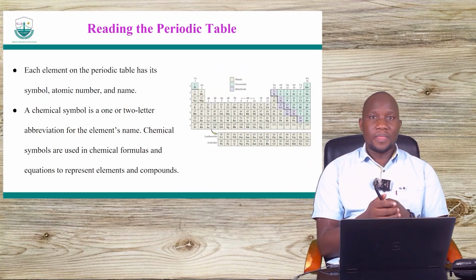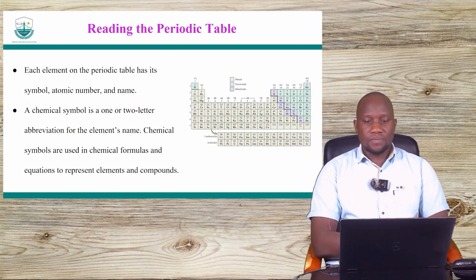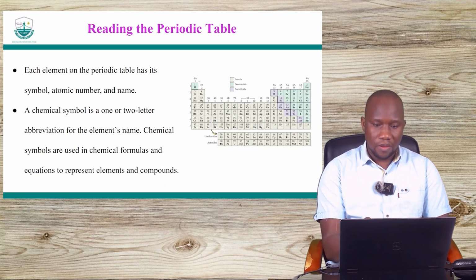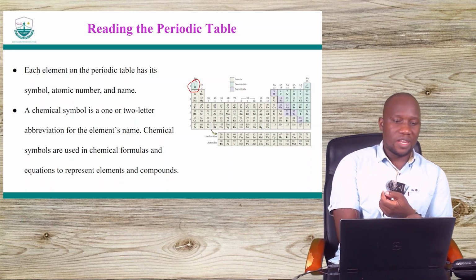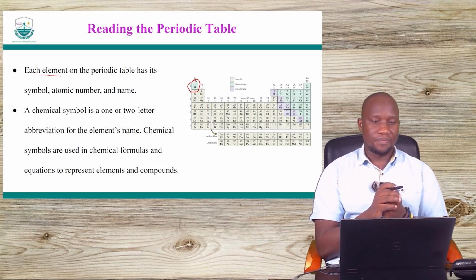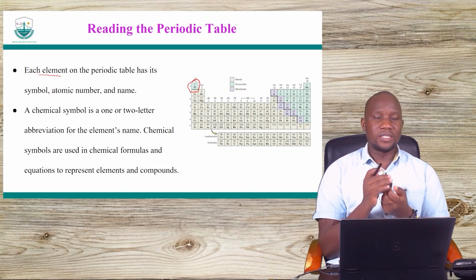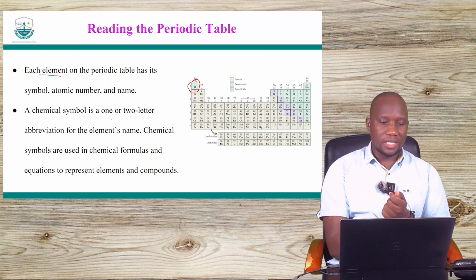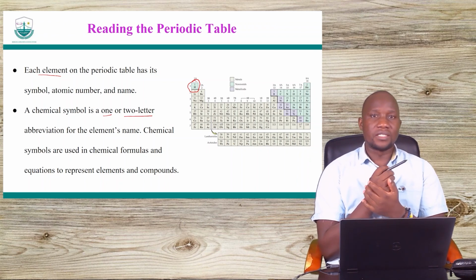So let's go into the details of the periodic table. Let's call this each square. In each square, you will see we will have one element. It represents an element and its symbol. We are going to say that a symbol is one or two letters that represent an element.